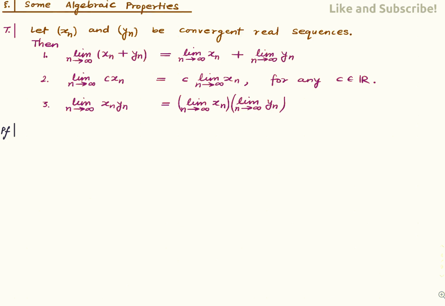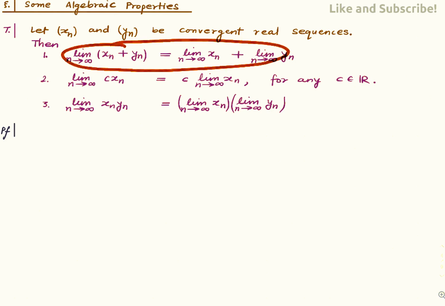So it in particular says that the sum sequence converges, and in fact, the limit of the sum sequence is the sum of the limits. So you may think of it as the limit kind of getting distributed inside this bracket. Okay, so this is kind of an algebraic property.